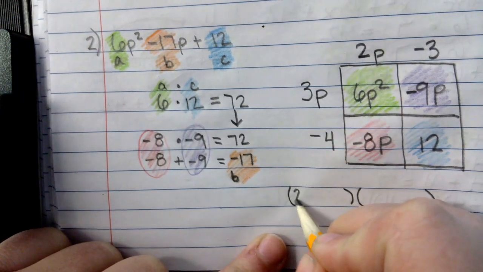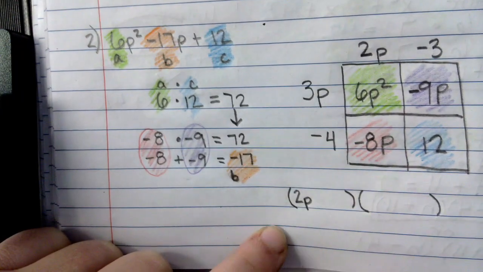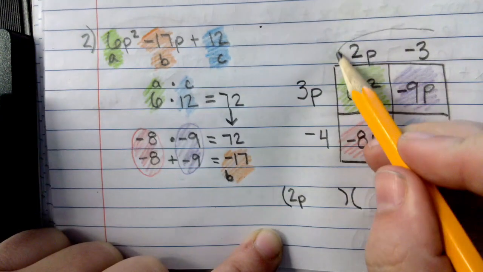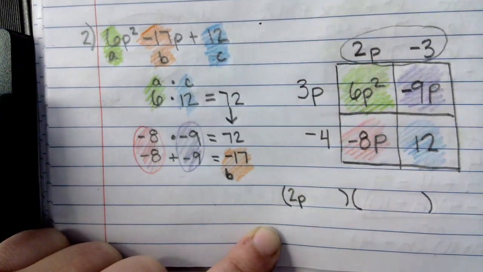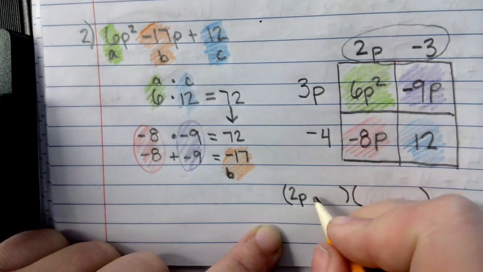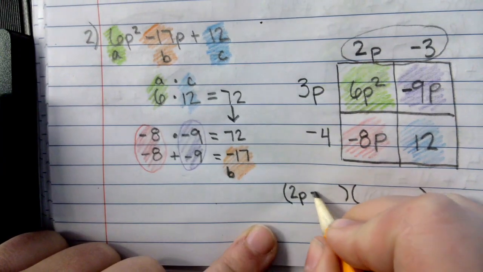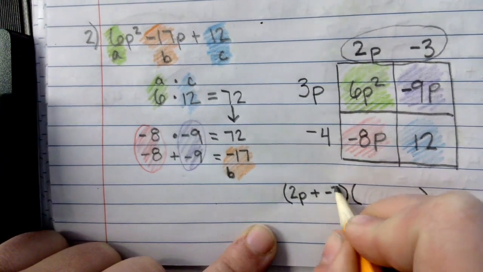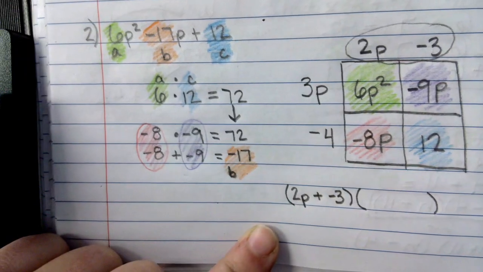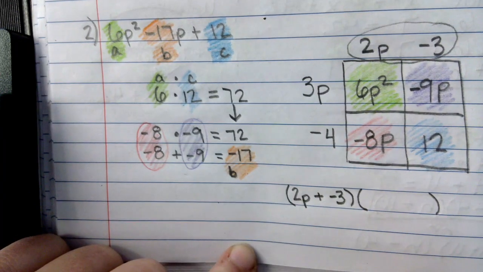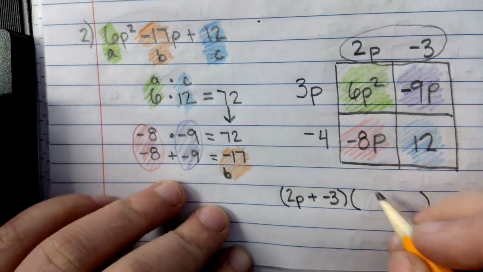And what's my second binomial? 3p minus 4, or plus negative 4. We keep these ones together then. And that's our final answer. If you wanted to, or if you wrote it differently, you could have done 3p minus 4 times 2p plus negative 3. You could have flip-flopped those around.